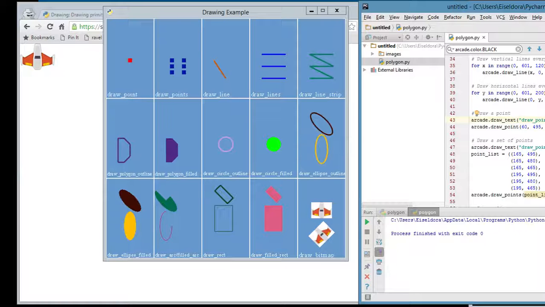So for shapes, if I want to draw a Pac-Man shape, I would need to draw a circle, or I would draw the arc. I'd actually draw an arc. So for the point here, 60 and 495. So the text is at 400. I would think that the text would be below the point. But the text here is at 405, and the point is at 495?